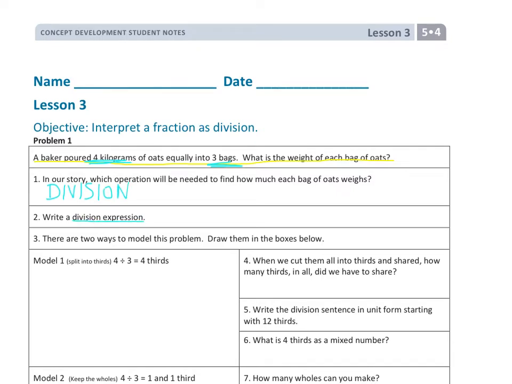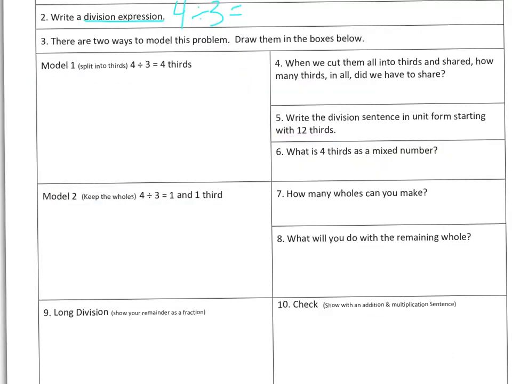Well, what are we starting with? We've got 4 kilograms, and then we're dividing it into 3 different bags. So there's our division expression, 4 divided by 3. So there are 2 different ways to model this problem.